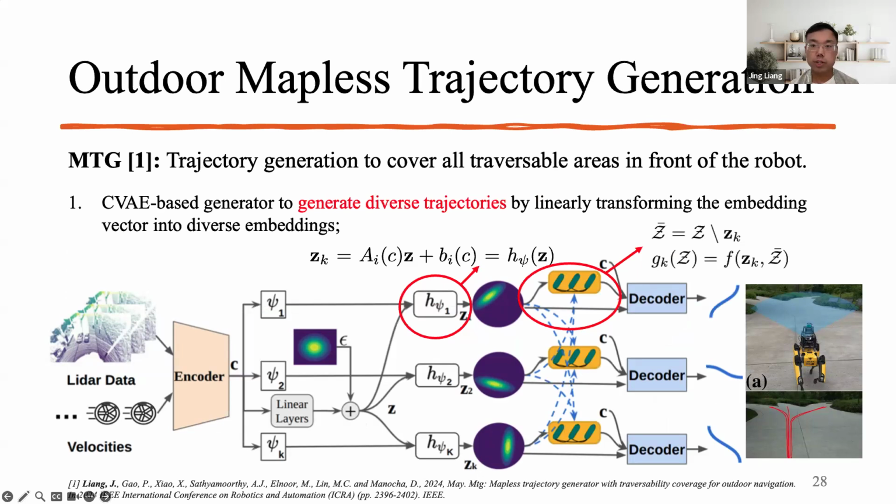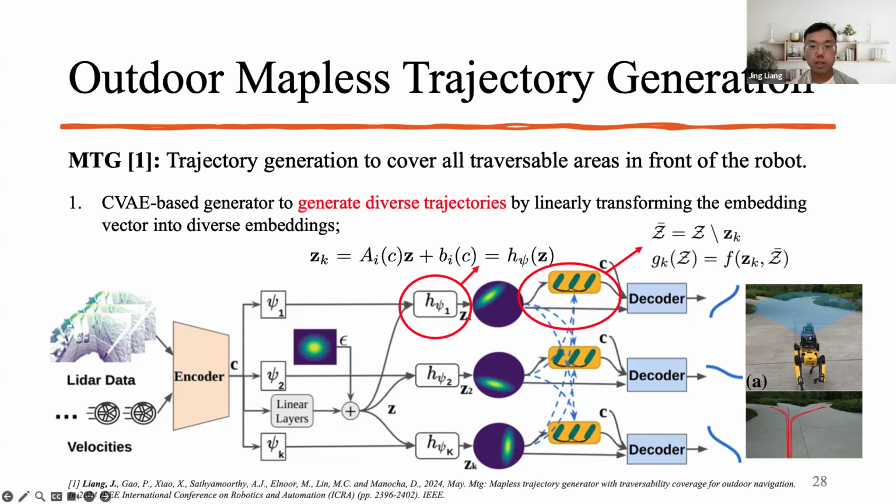And in this approach, we use a CVAE-based generator to generate diverse trajectories by linearly transforming the embedding vector into diverse embeddings. And because the embedding vectors in the CVAE formulation represent Gaussian distributions, we can naturally use the variances of the Gaussians as confidences of the generated trajectories. The input of this model includes 3D LiDAR point cloud and historic robot velocities.